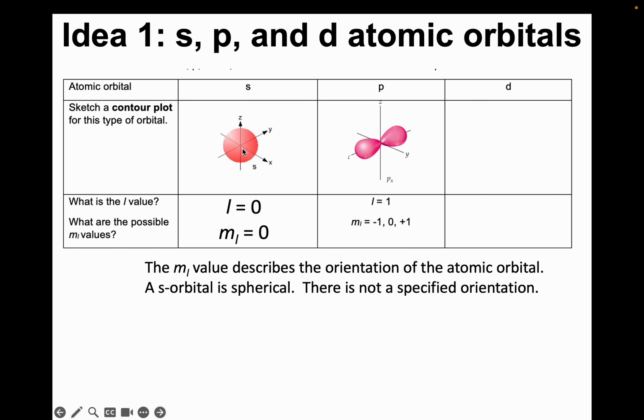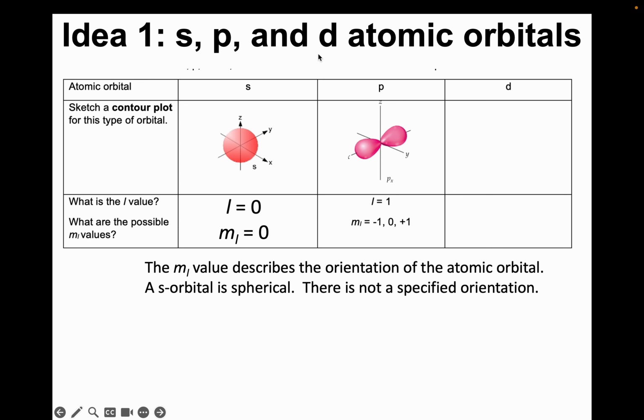When it comes to an s orbital, an s orbital is spherical in shape. It looks like a ball. The m sub L value is going to describe the orientation of the atomic orbital. An s orbital has an L value of 0 and an m sub L value of 0. It doesn't have a preferred orientation. It's just a sphere. If you turn that sphere one way or another, it still looks the same.